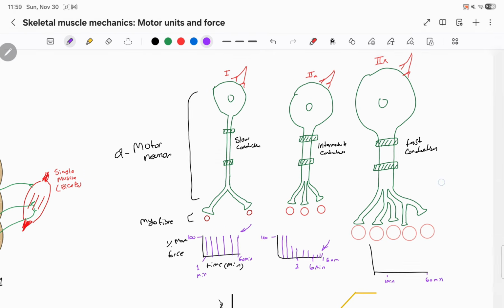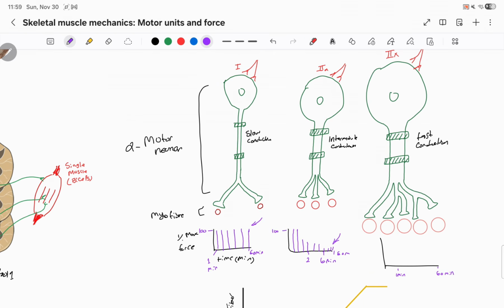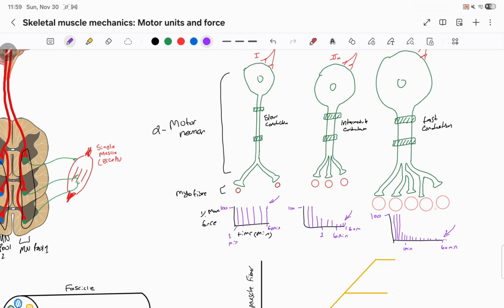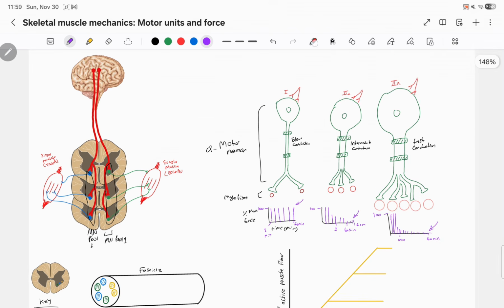We can compare this type 2A to the type 2X to really understand why this middle fiber is always kind of intermediate between the two. If you were to take a look at the fatigue curve of a type 2X fiber, you will see that it immediately reaches 100% of its force production really fast, and it drastically dies down within the first minute, and it becomes really, really sparse in force production by 60 minutes. This is important because it shows that this fiber type is really used for powerful bursts of force production rather than longevity of a contraction, whereas this is more so used for longevity of a contraction.